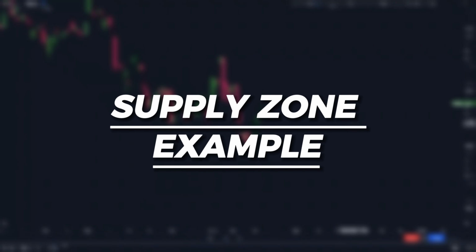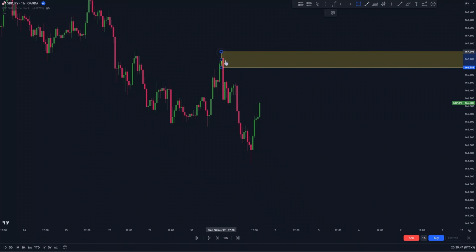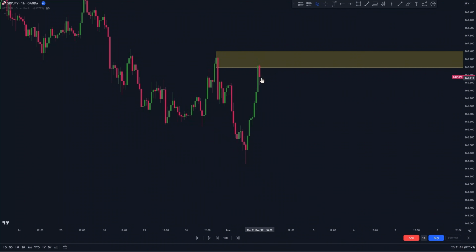Now the opposite is true for a supply zone because supply is the opposite of demand. Let's take a look at an example. The price moved down aggressively after this bullish move. Identify the last bullish candle that was printed before this bearish move. This is the candle you focus on. Draw from its low to its high. This is the supply zone. In the future, if the price ever returns to this zone and bounces off it, this is where you would enter your short position. Your stop loss goes above the zone, and your take profit is going to be set at the next key level.